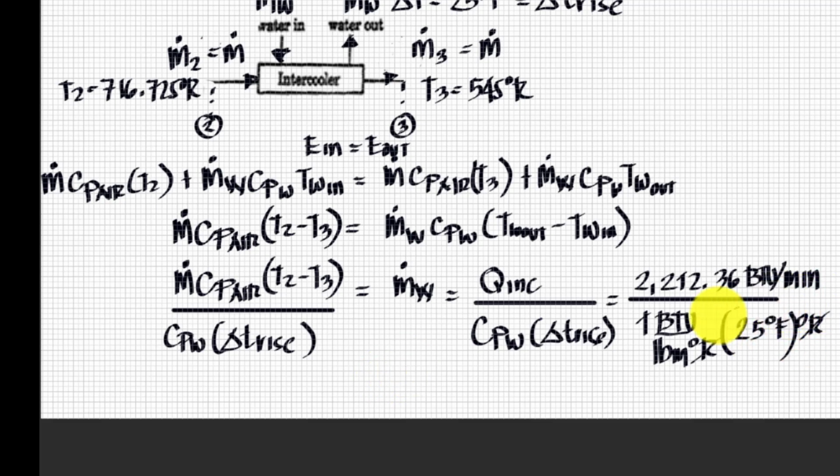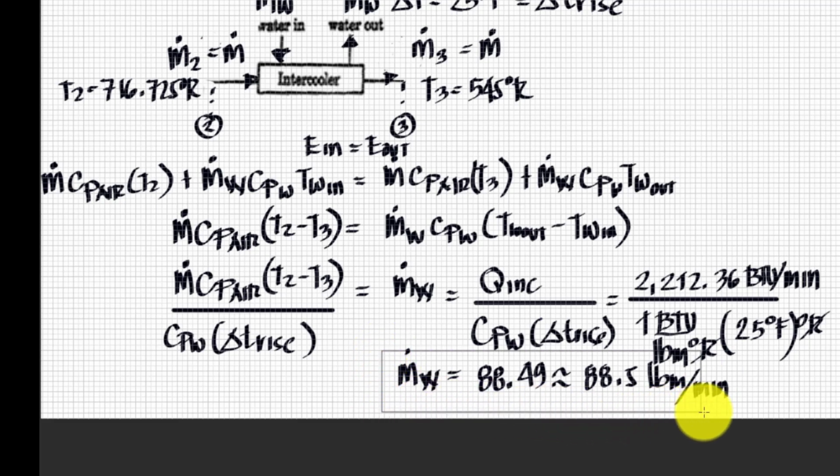Now, doing that, we may be able to solve the mass flow rate of the water, which is equal to 88.49, or it can be said to be 88.5. So we have the unit of pound mass per minute. So that will be the mass flow rate of the water in order to sustain the change in temperature inside the intercooler.